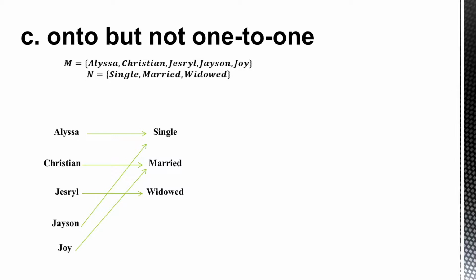As you can see, it is onto function because all elements in codomain have an image in our domain. Single is an image of Alyssa and Jason, married is an image of Christian and Joy, and widowed is an image of Jezreel. However, it is not one-to-one since Alyssa and Jason are assigned to the same element from our codomain, which is single.